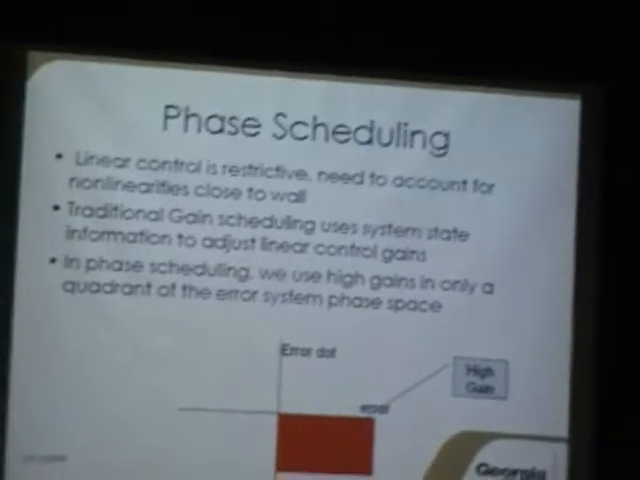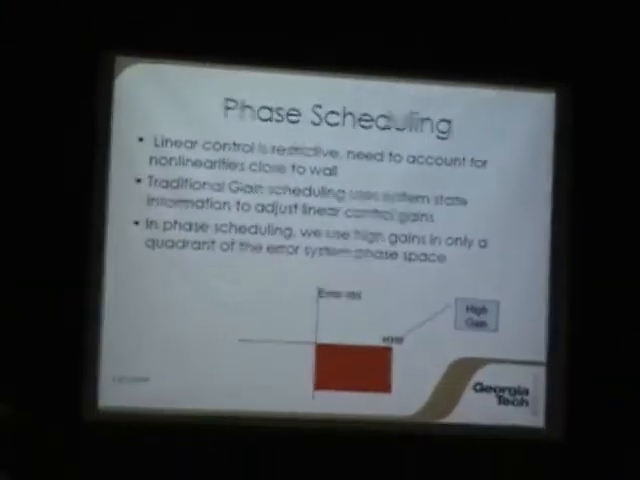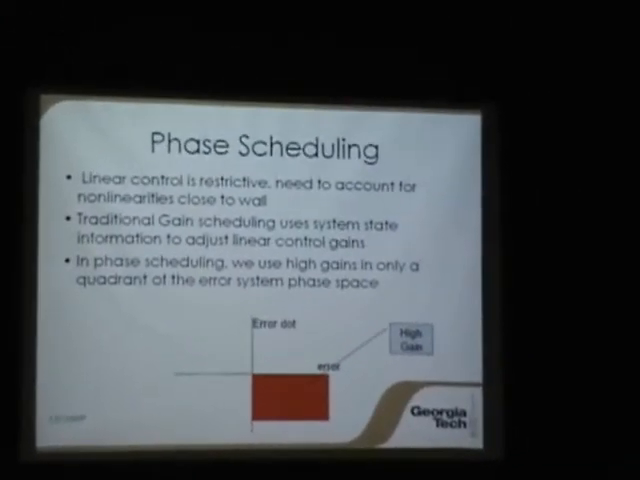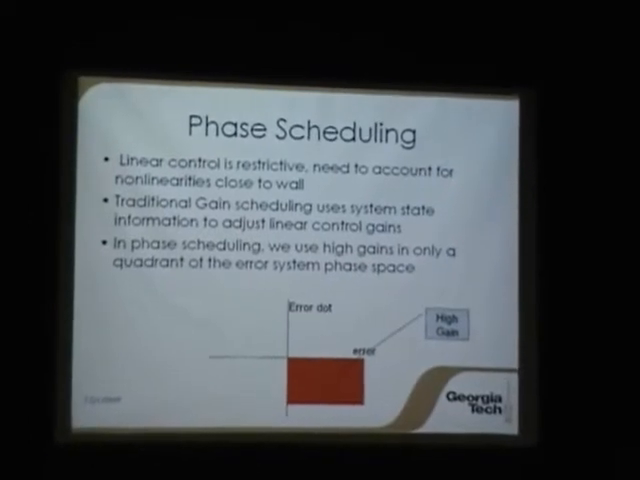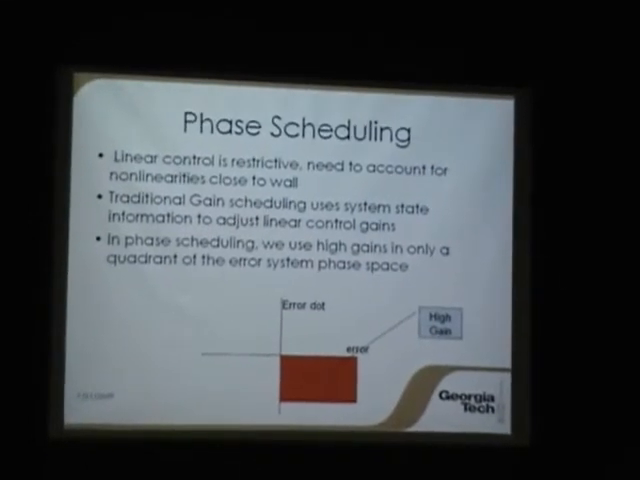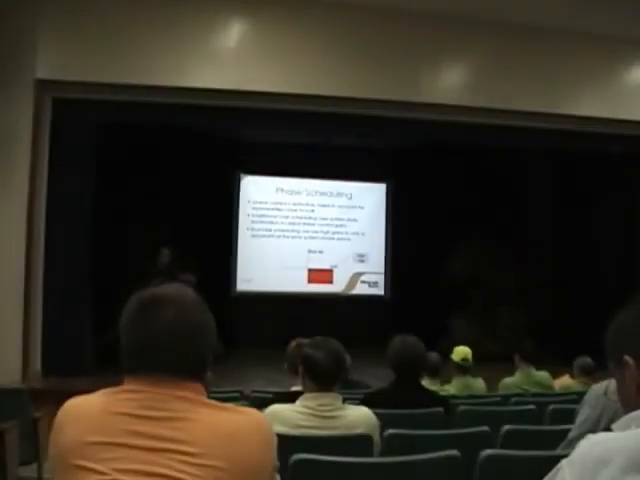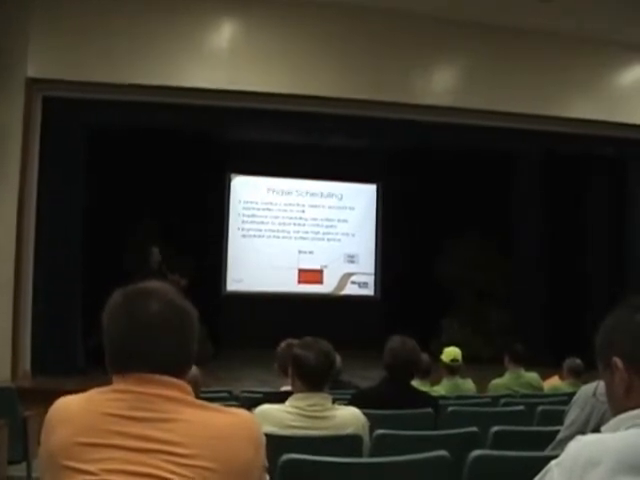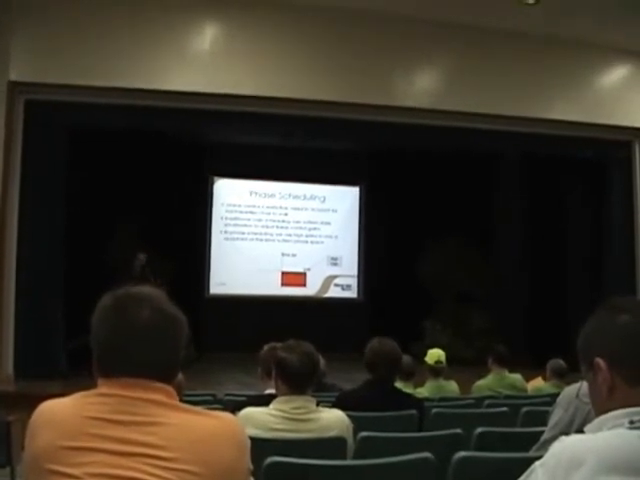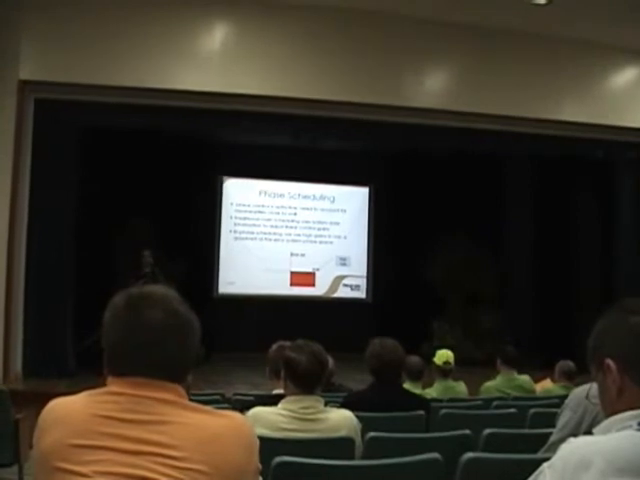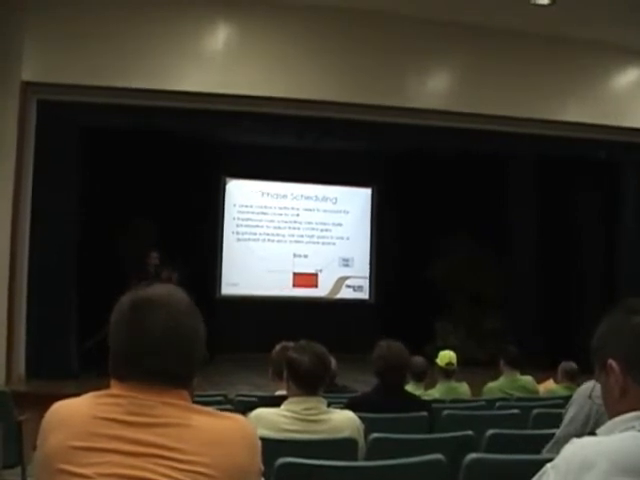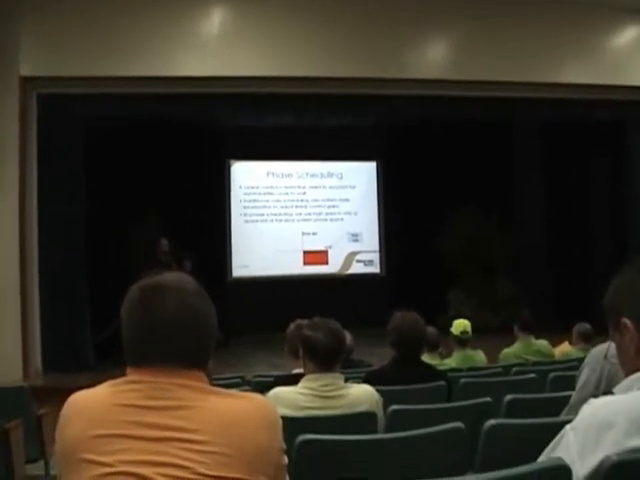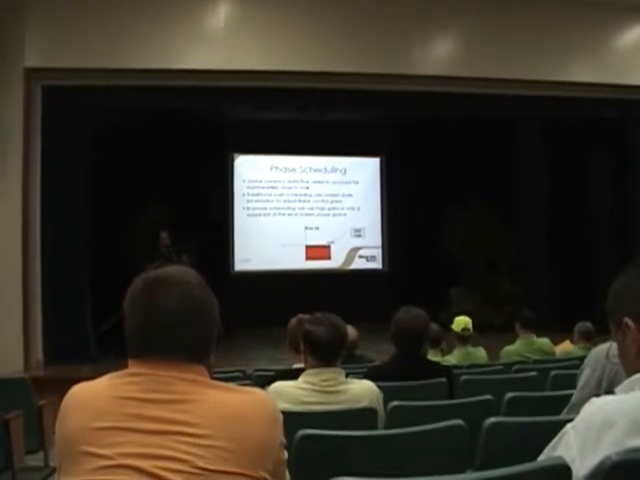The error dynamics are basically the rate of change of error, which is error dot, and the actual error. If you're controlling a particular distance from a wall, and you cross that distance and are actually closer to the wall, then your error is negative. The error here is the difference between the commanded position and your actual distance from the wall. If you're approaching the wall, your error dot is also negative.